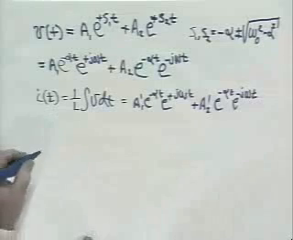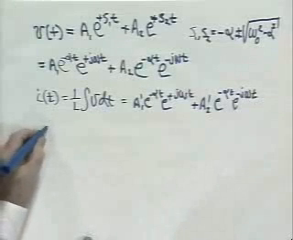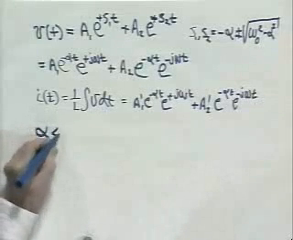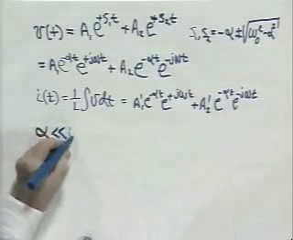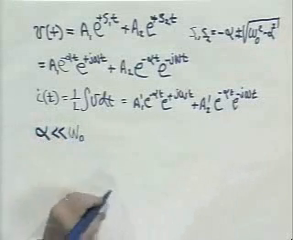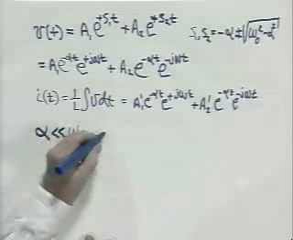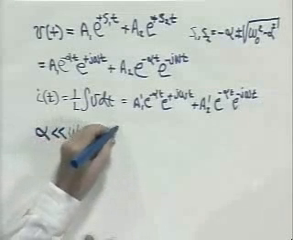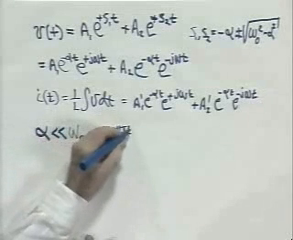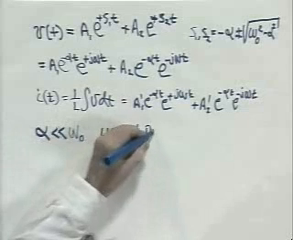Instead of doing that, I will make an approximation which gives us a set of results that are approximately correct and which give us a little more insight into the way the circuit works. And the approximation we wish to make is that alpha is not just less than omega naught, but it is much less than omega naught. And this is a situation which is lightly damped.